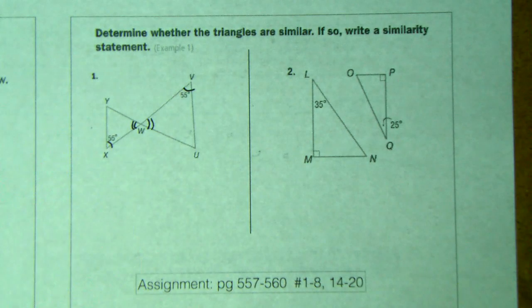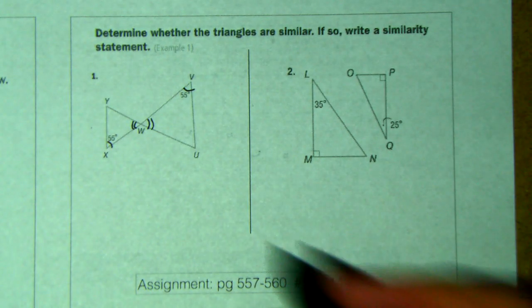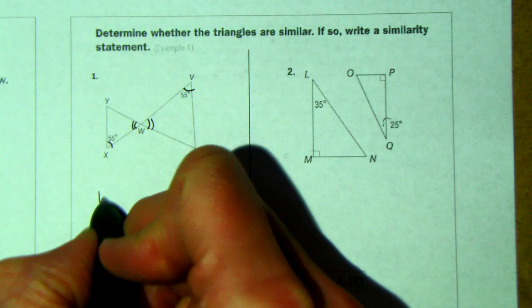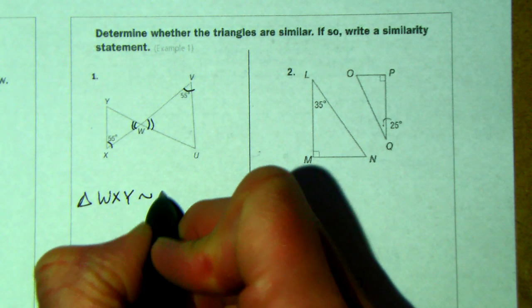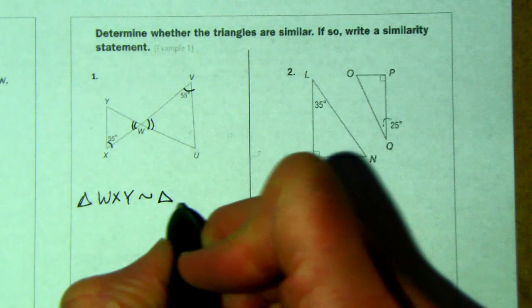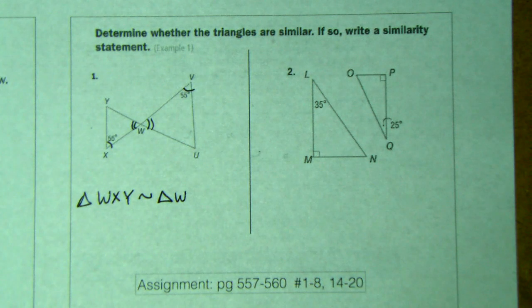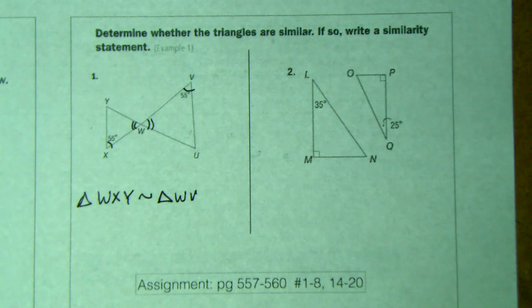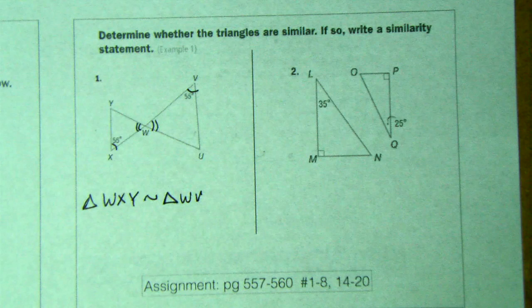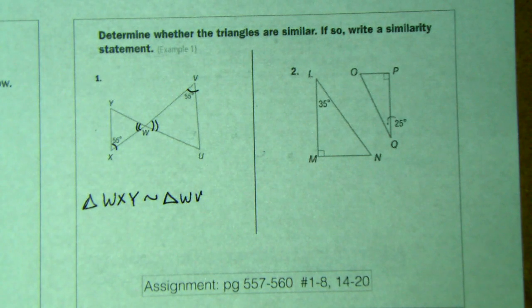So triangle WXY is similar to triangle W, because W corresponds to W, right? X corresponds to V, and Y corresponds to U. No, my computer fell asleep. There we go. How about number 2?